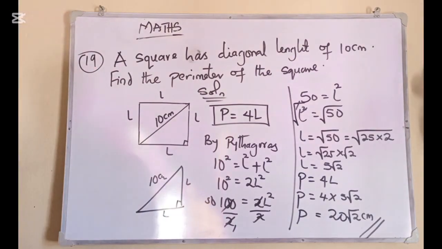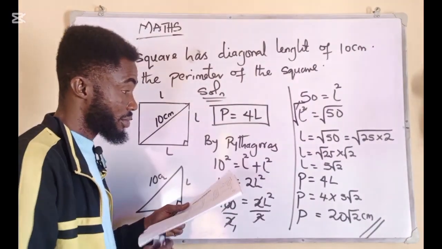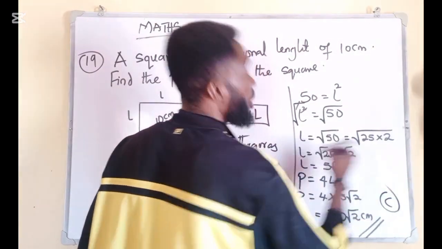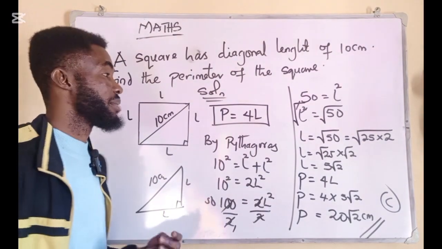So according to WAEC 2025, 20 root 2 is there, option C. And this is option C. So guys, I hope this question makes sense very well.